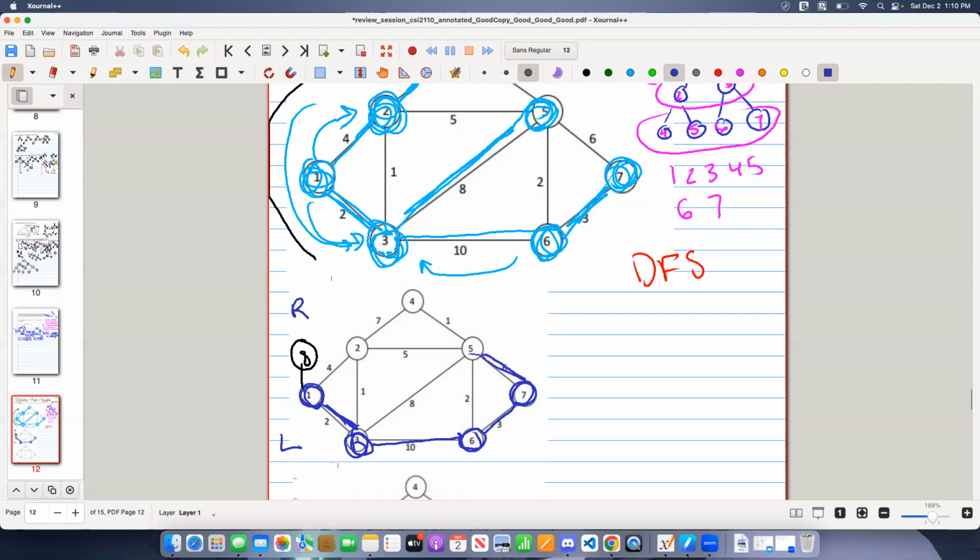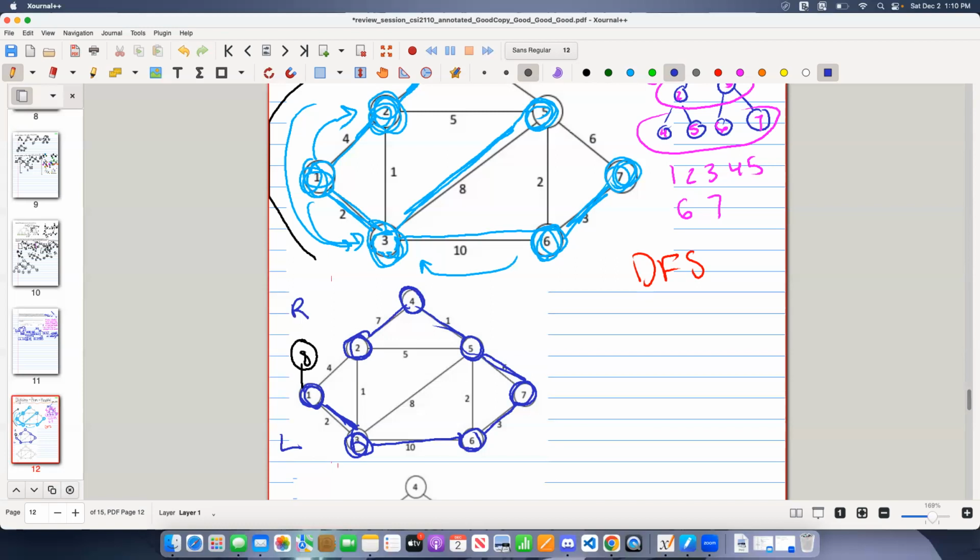7 can explore 5 without creating a cycle. 5 can explore 4 without creating a cycle. 4 can explore 2 without creating a cycle. Can we expand from 2? No, because it would create a cycle.